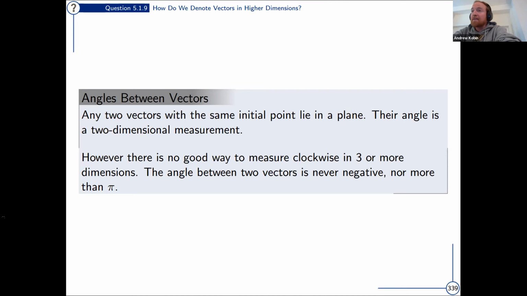In whatever plane that is, the angle between them will be some well-defined angle in the xy plane. So it's a 2-dimensional measurement, meaning we can form a plane and then compute the angle by drawing it as the xy plane. There's actually no way to measure clockwise or counterclockwise in higher dimensions, so it doesn't make sense to say that the angle is positive or negative. It only makes sense to specify that the angle is between 0 and pi, or between 0 degrees and 180 degrees. If we specified which one was the left or the right arrow, like we can do in 2 dimensions, then we could have a notion of positive or negative angles. But in general, we'll just say that these 2 vectors form an angle of something between 0 and pi radians.